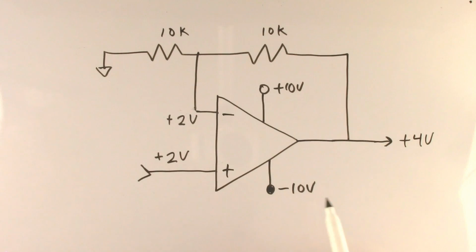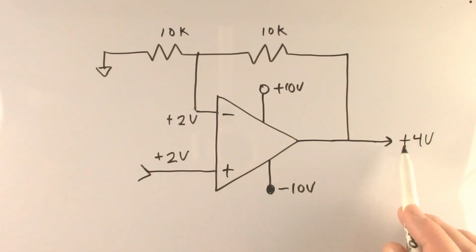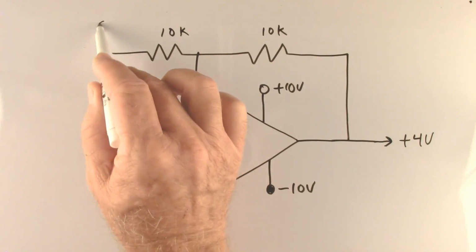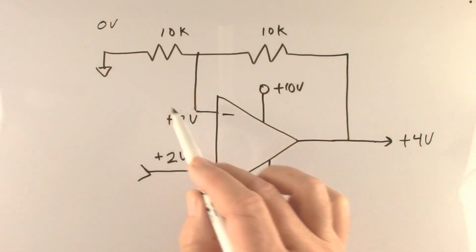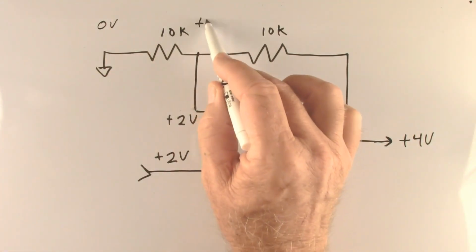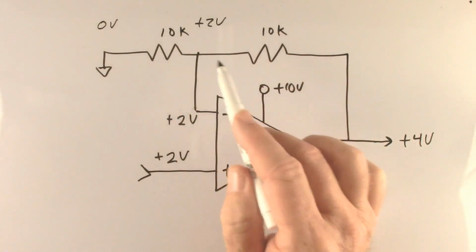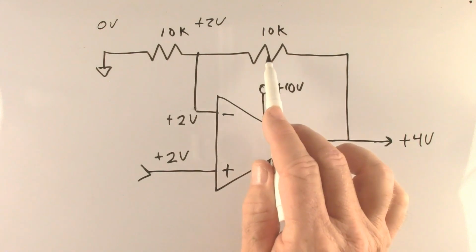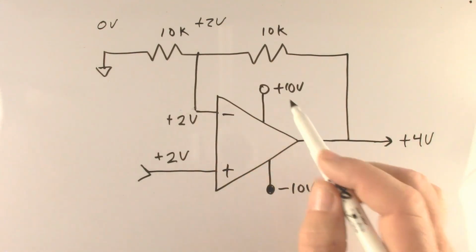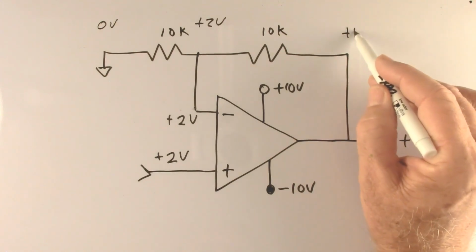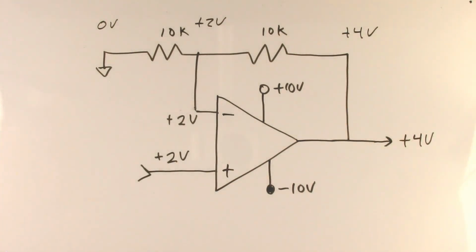And let's double check that. The output will be whatever it takes to make the two input voltages equal. We will have 0 volts here. We will gain 2 volts, from 0 volts to plus 2. And since these two resistors in the series circuit are equal, the voltage across them must be equal. So if we gain 2 volts, we gain 2 more to get plus 4 volts, and we see that the circuit does exactly what we expect.